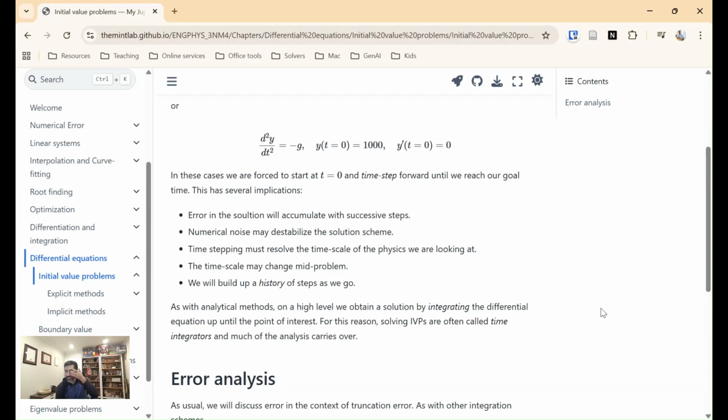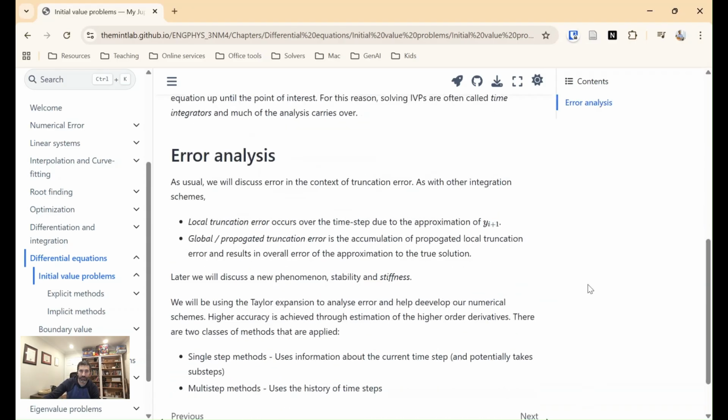Yeah, we talked about this. I alluded to it a little bit. On a high level, we're going to obtain solutions by integrating the differential equation up to a point of interest, right? And so this is why they're called time integrators. Okay. And I already alluded to this one.